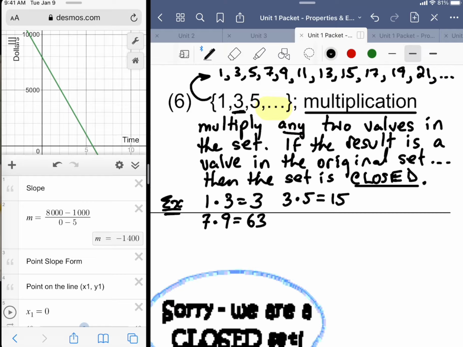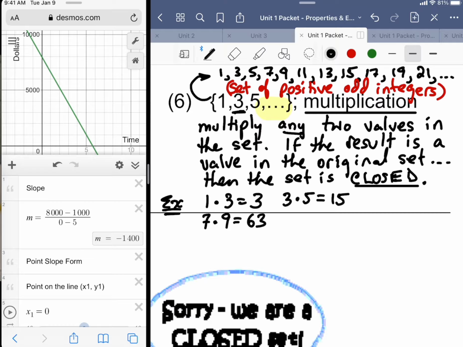63. Once you recognize that this is the set of positive odd integers, you kind of streamline things a little bit because now you're thinking, all right, I'm going to multiply any two odd numbers together. Will the result that I get always be odd? Right? Because the odd set of integers, positive integers, is that set that they gave us.